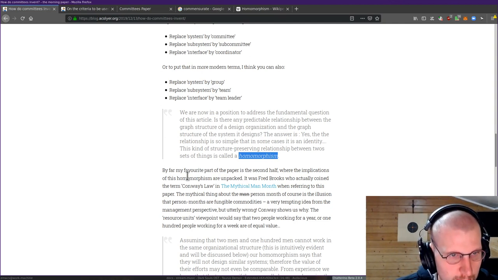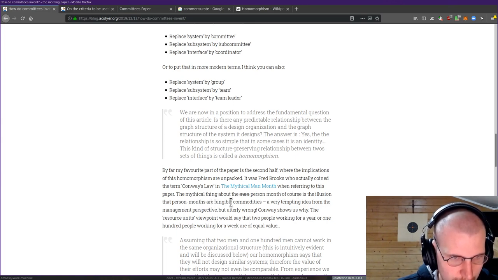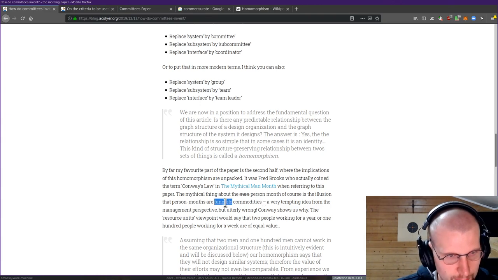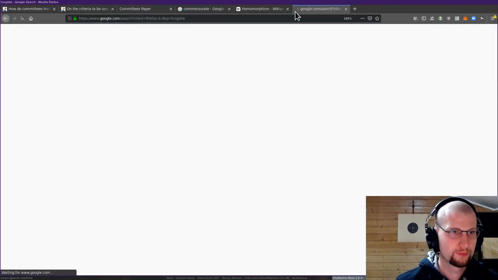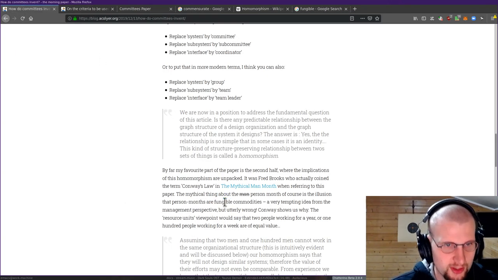Okay, cool. By far my favorite part of the paper is the second half, where the implications of these homomorphisms are unpacked. It was Fred Brooks who actually coined the term Conway's Law in The Mythical Man-Month. When referring to this paper, the mythical thing about the person-month, of course, is the illusion that person-months are fungible commodities. Fungible? Like replaceable? Of goods contracted without an individual specimen being specified. Replaceable. Oh, right. Replaceable commodities.